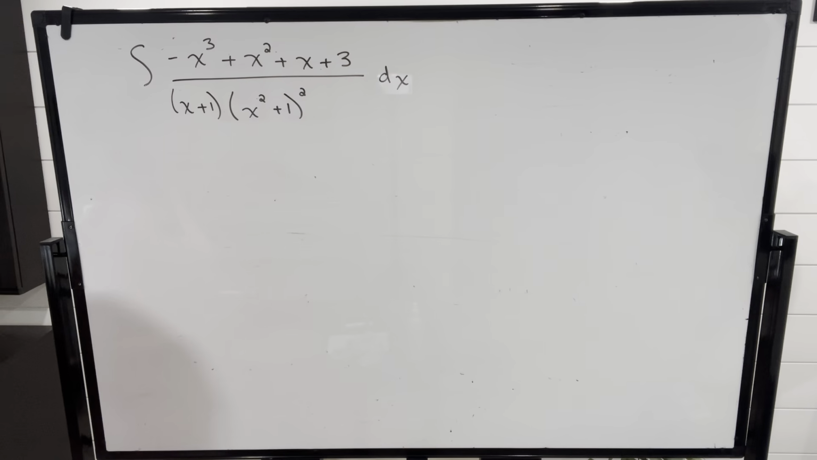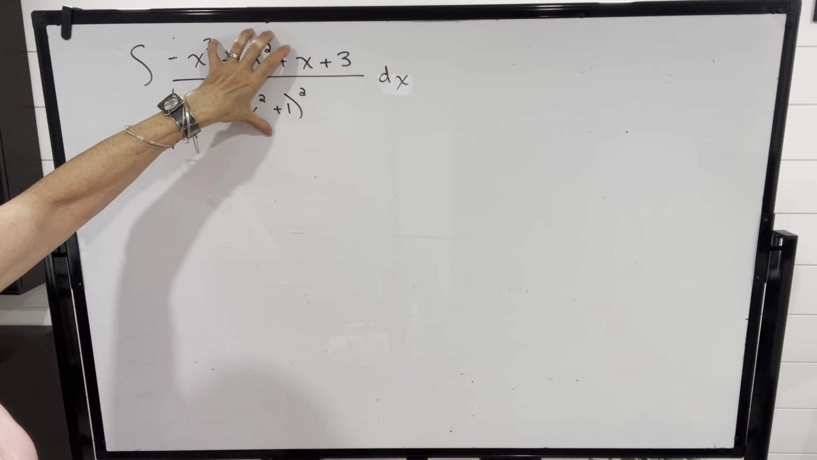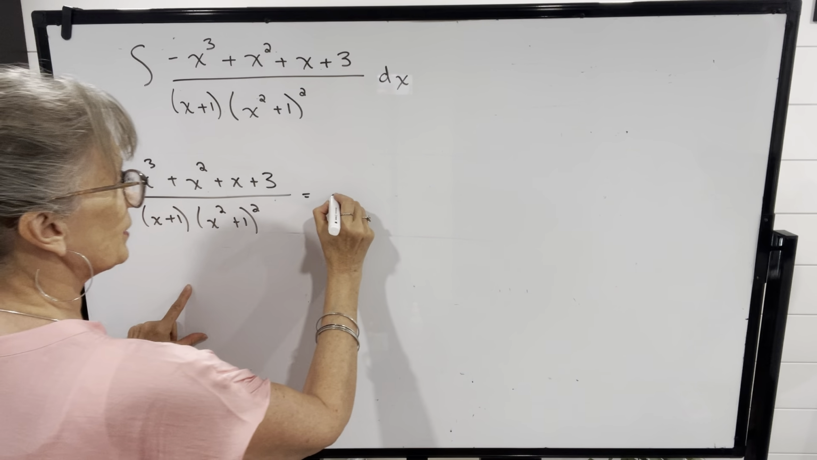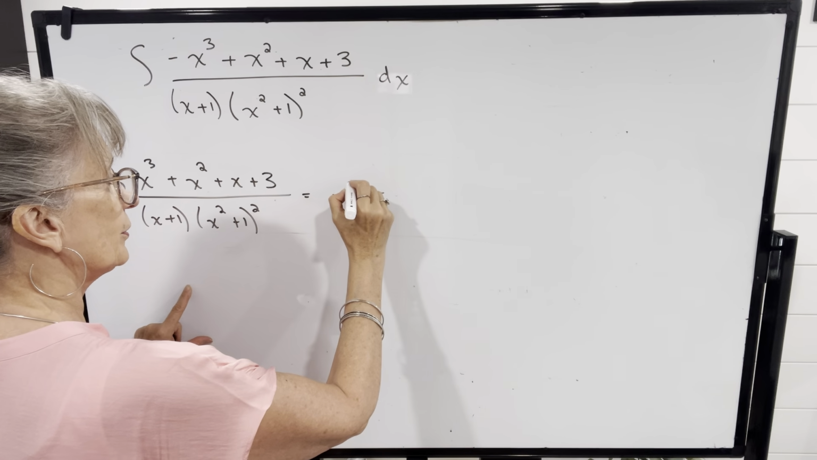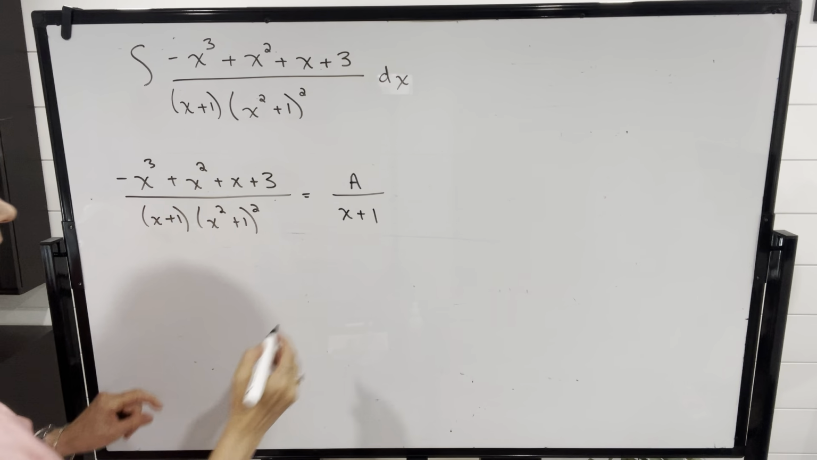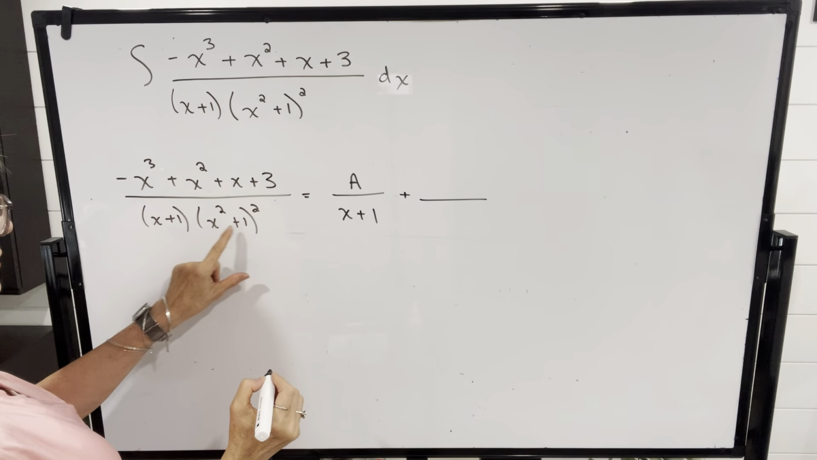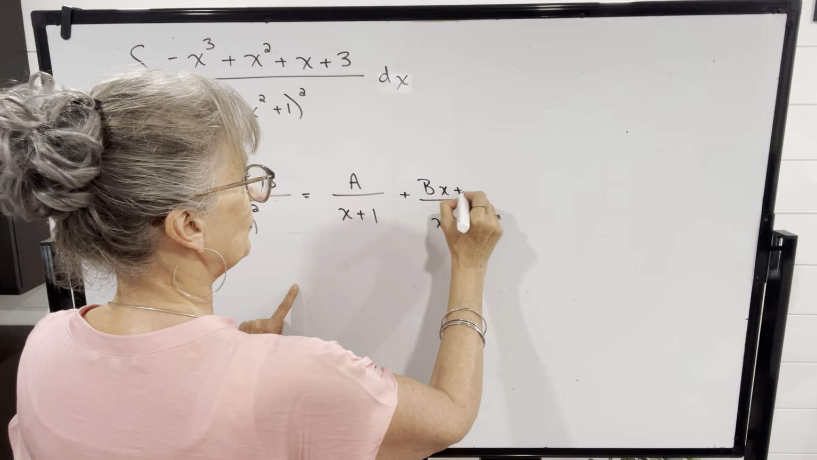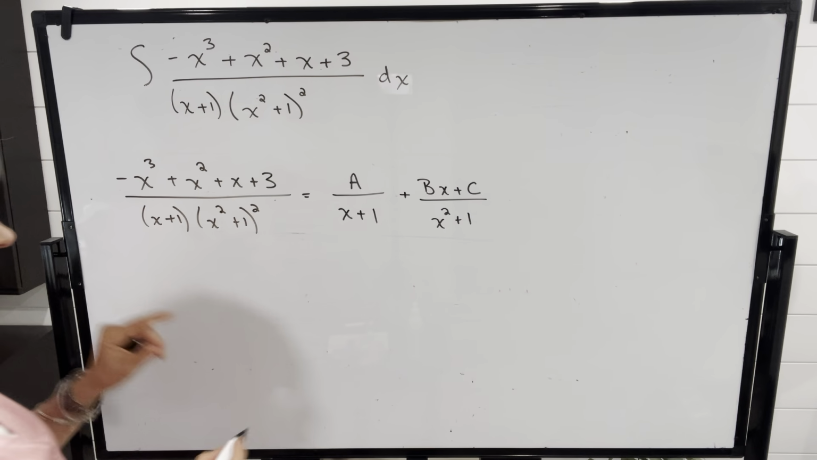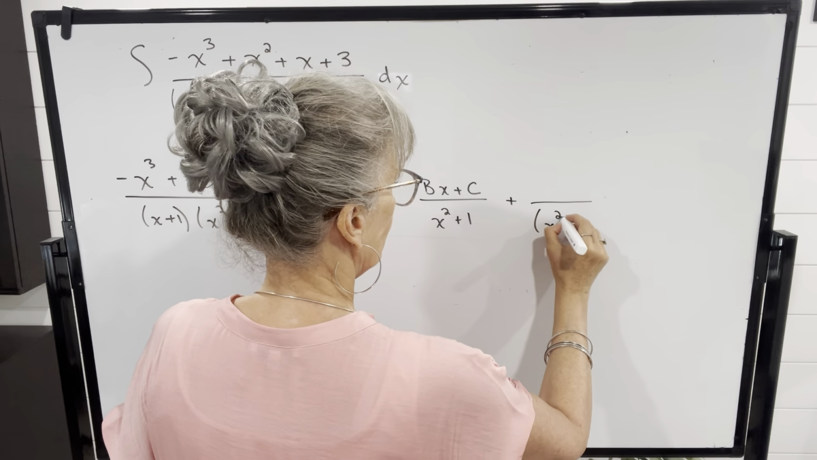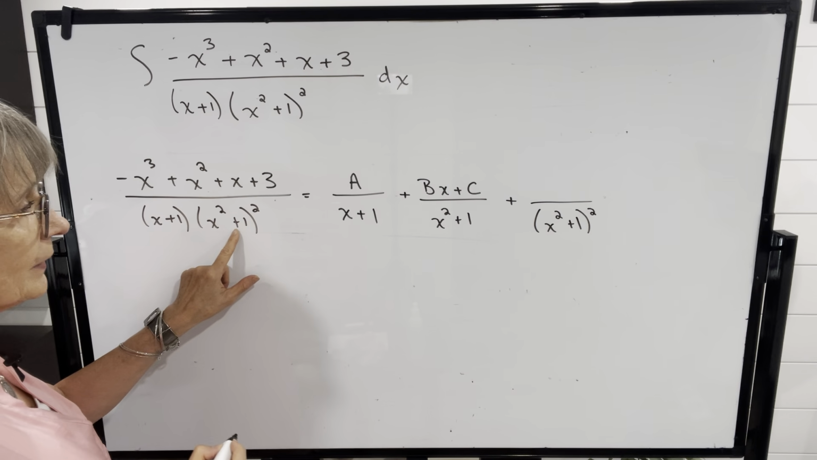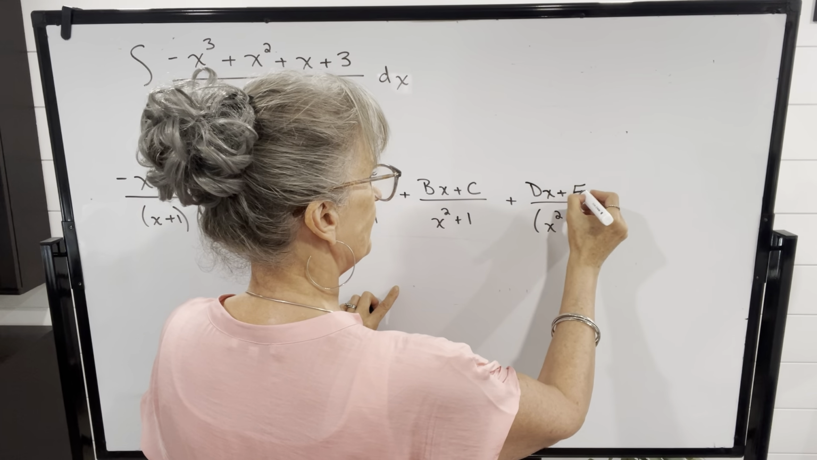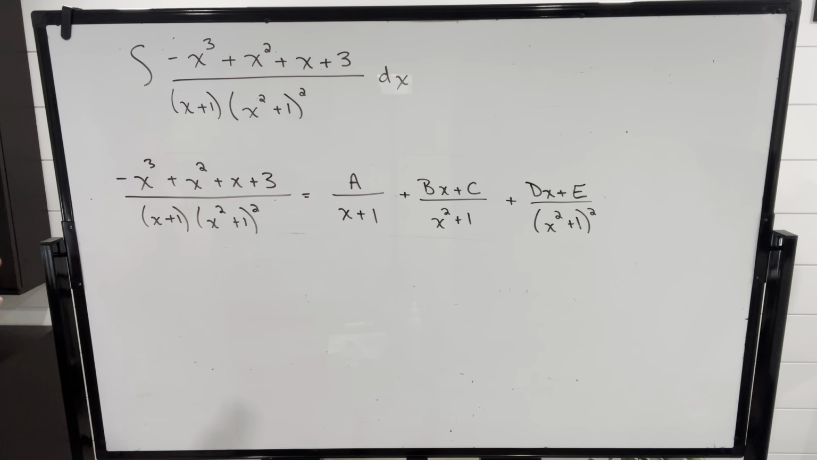So let's get started. Our first step is to take this fraction and divide it into its partial fractions. So the first fraction will have a denominator of x plus 1, which is linear. So our numerator is just a constant, which we'll call a. Our next denominator will be x squared plus 1, which is quadratic. So our numerator will be bx plus c. And our last fraction will be x squared plus 1 squared, and that is quadratic repeated. So our numerator will be dx plus e. And our goal is to find the values of a, b, c, d, and e.